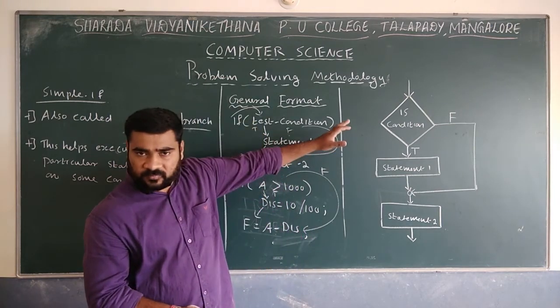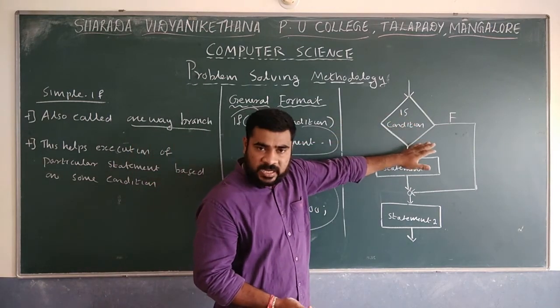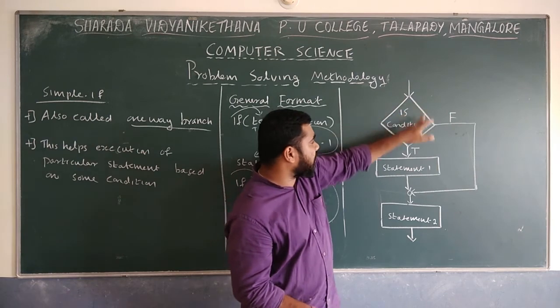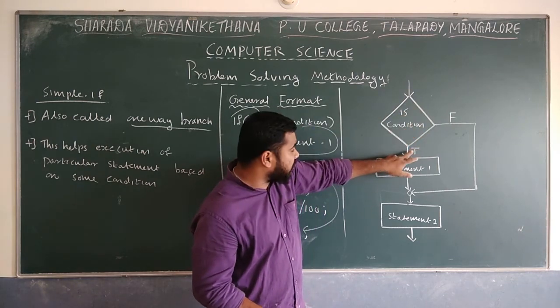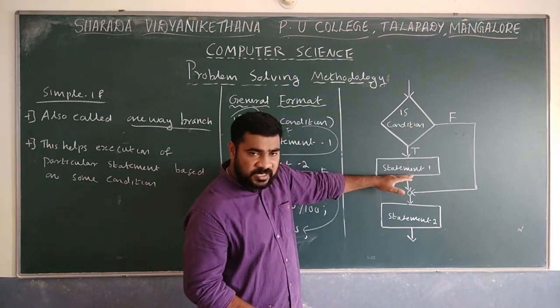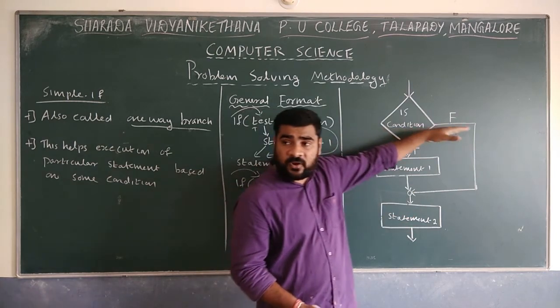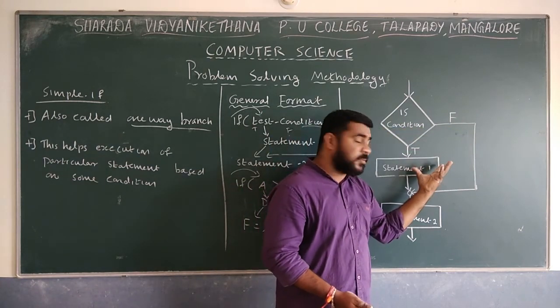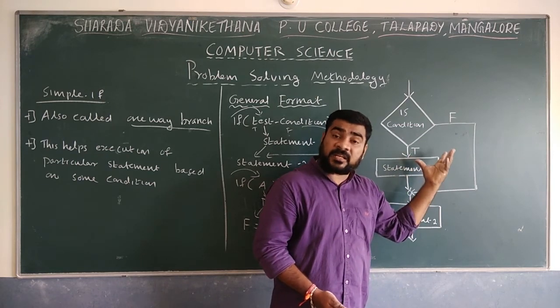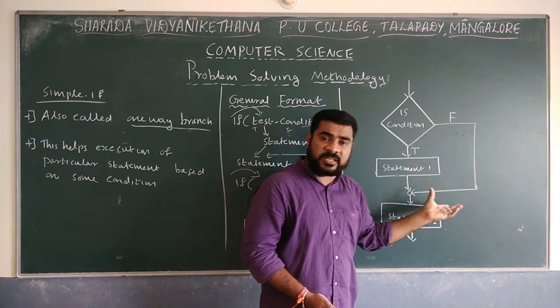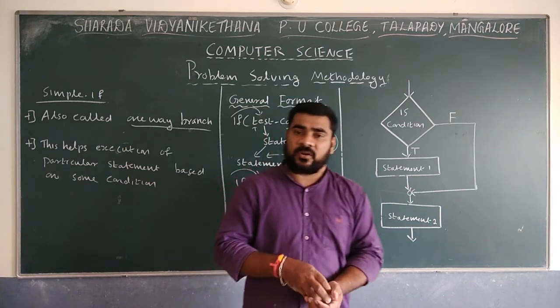Here is the flow chart, which you can easily understand. First, the condition is checked. If the condition is true, statement 1 is going to execute, then statement 2. Whenever the condition is false, it skips statement 1 and moves directly to statement 2. Like that the statements are going to execute.